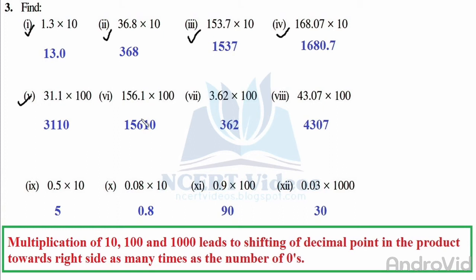1561. You write first 1561 times 1 gives you 1561. Then you counted the number of zeros, 2. So you have to move 2 places. So 1, but we didn't write 0 earlier, so we have to write it in order to accommodate 2 digits. So initially we were here, so 1, 2, that's why this 0 has to be written.